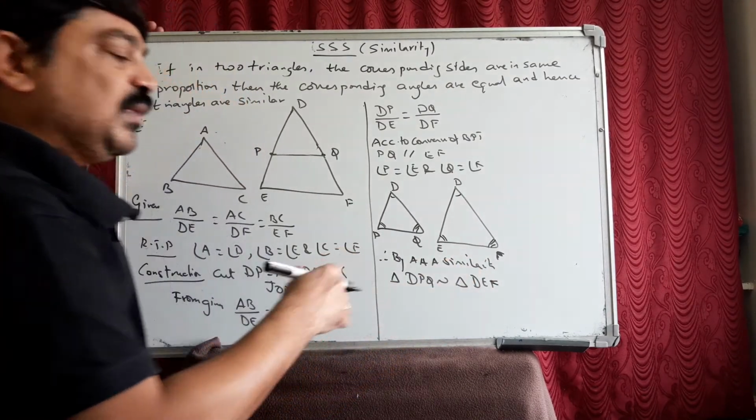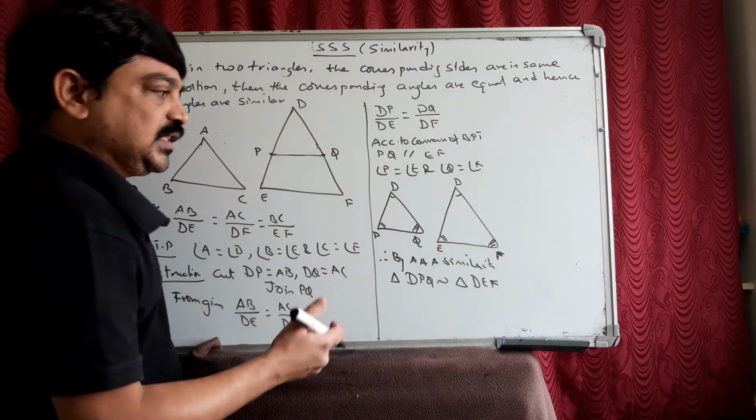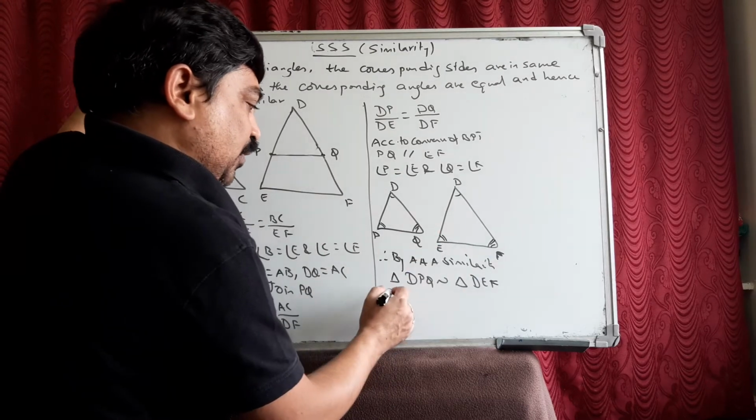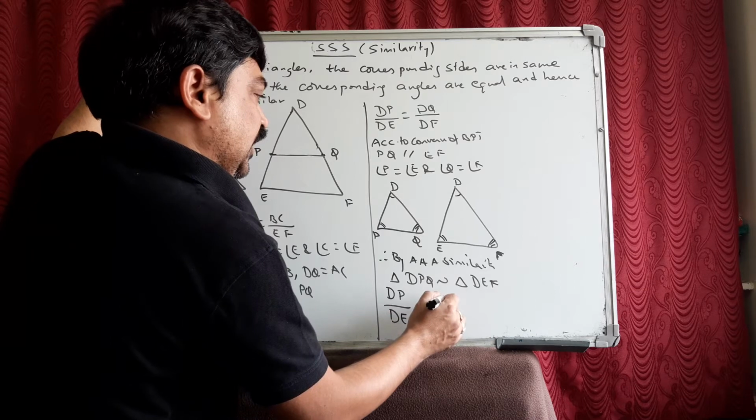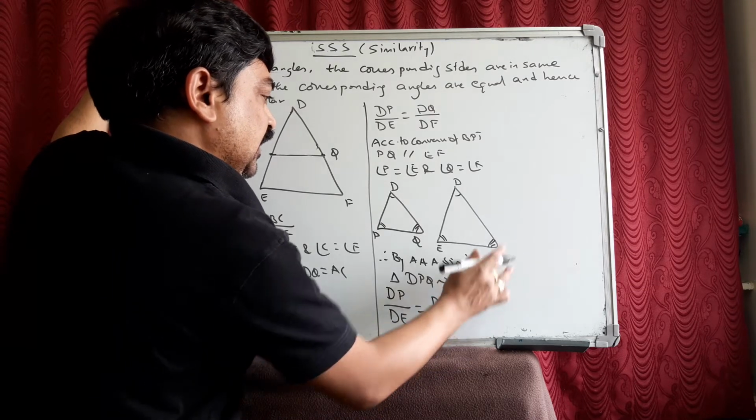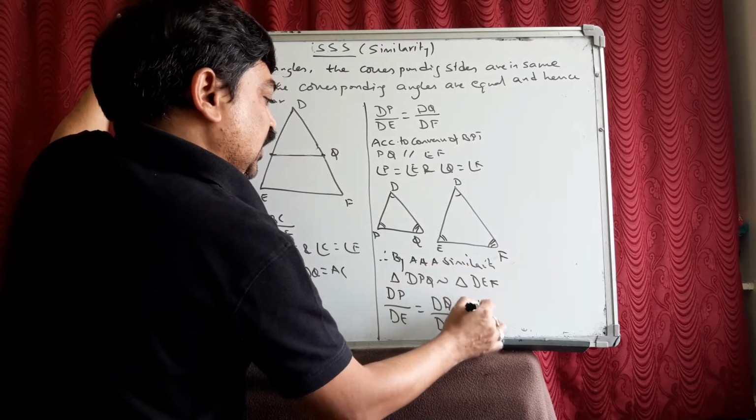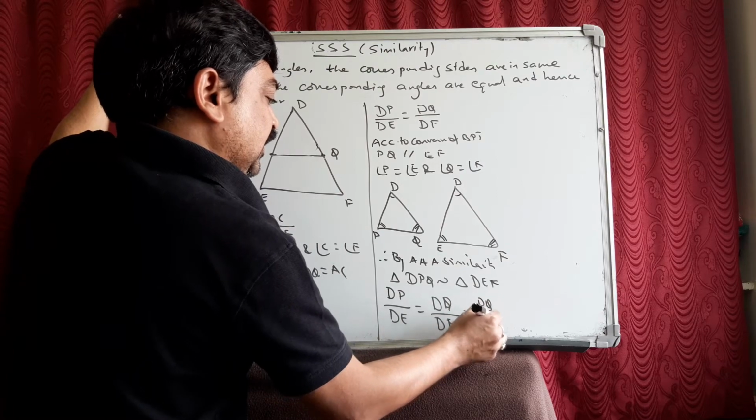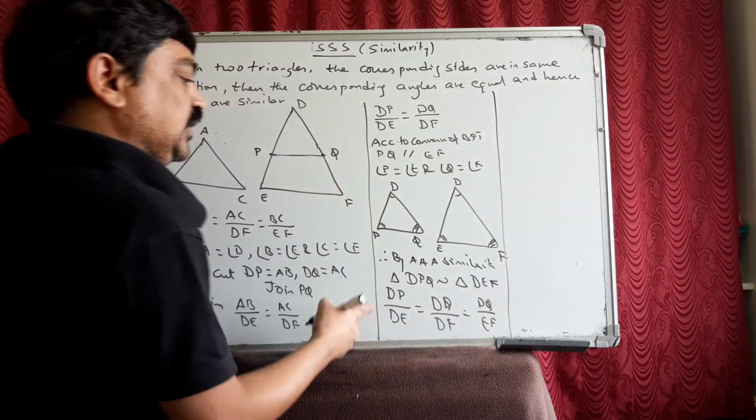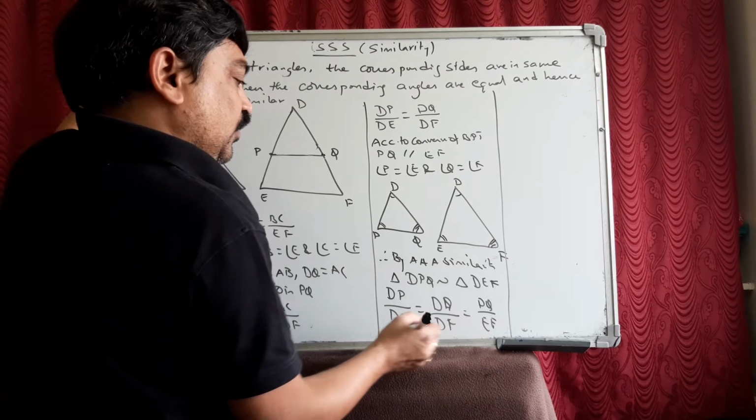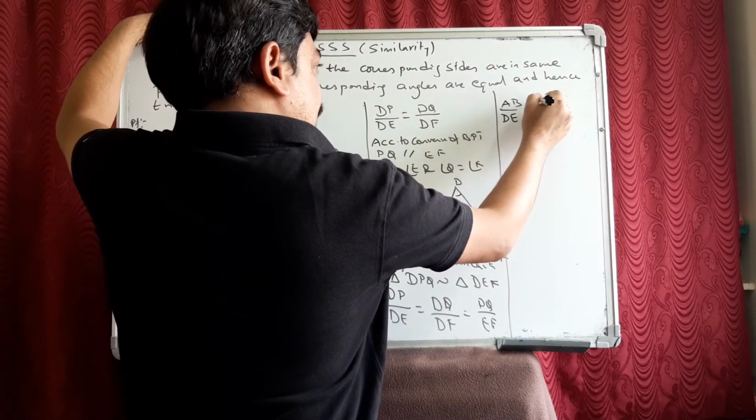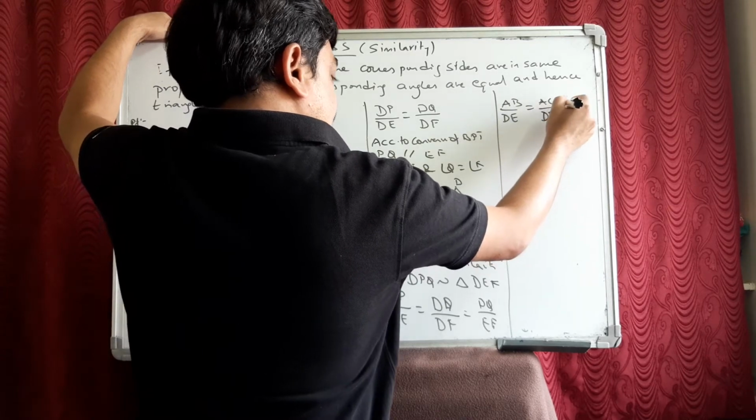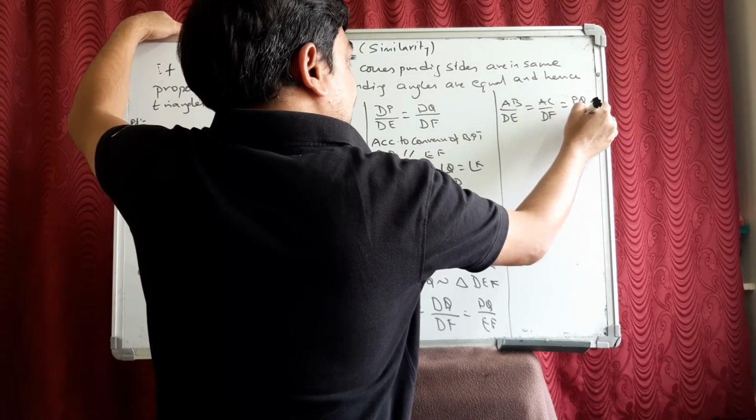So what does this similarity say, from the previous theorem? The sides are in the same proportion. So DP by DE is equal to DQ by DF is equal to PQ by EF. Now what you can say, instead of DP, now we write AB. AB by DE is equal to AC by DF is equal to PQ by EF.